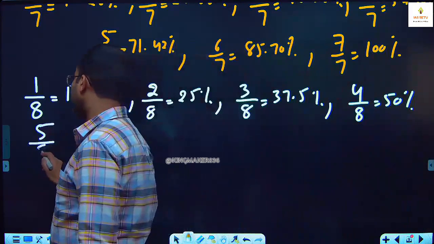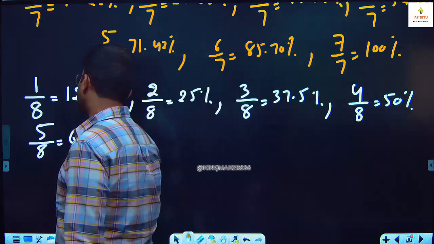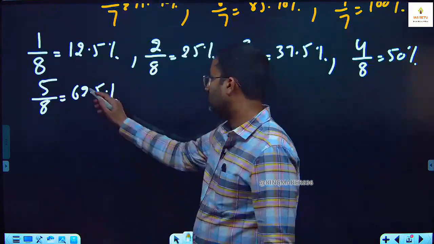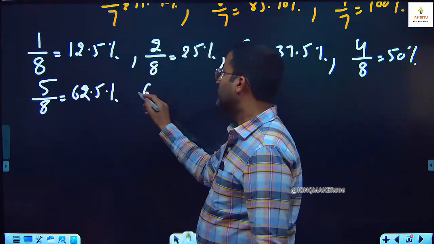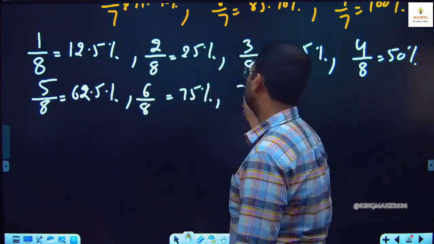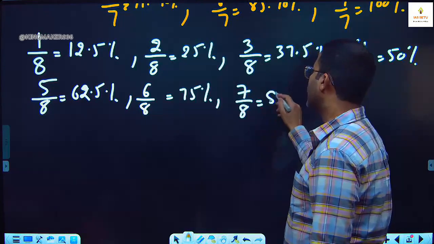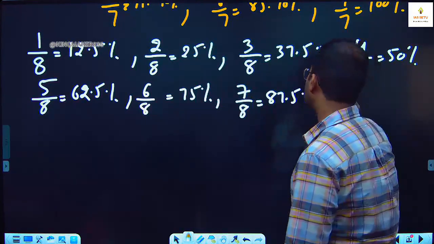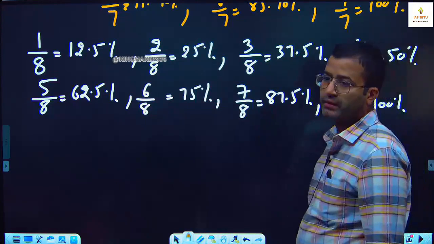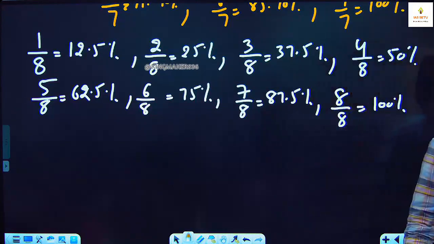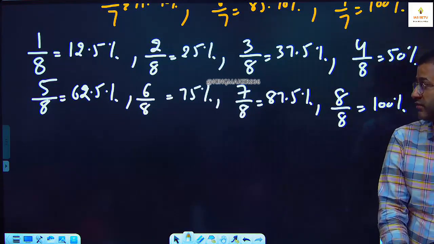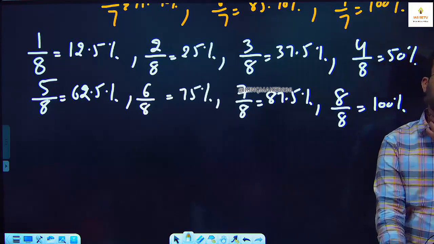5 by 8, 62.5%. 6 by 8, 75%. 7 by 8, 87.5%. 8 by 8, 100%. So: 12.5, 25, 37.5, 50, 62.5%, 75%, 87.5%, 100%.